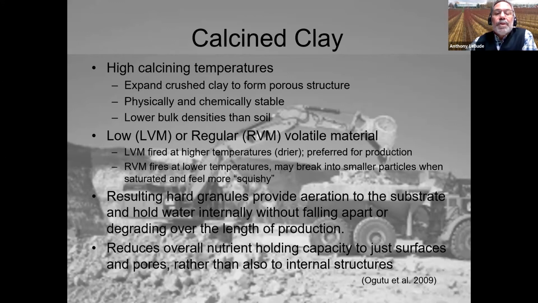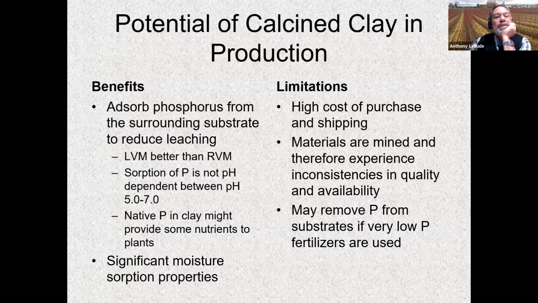It can hold water internally without falling apart. It does reduce overall nutrient holding capacity to just the surfaces of the clay, so it isn't as good as clay in the soil. A clay soil has a great cation exchange capacity, but this is generally better than bark. So some of the benefits: it'll absorb phosphorus and keep it from leaching out of containers, if that's an issue in the watershed that you're in.